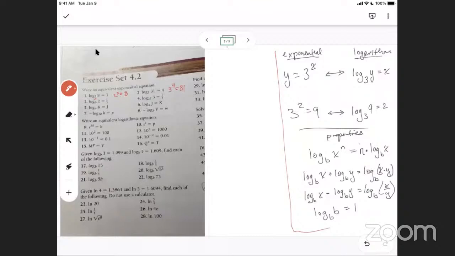8 to the 1/3 equals 2. How about number 4? 27 to the 1/3 equals 3. Yep. So for number 5, it would be a to the j equals k. You get how that works? And let's just do number 8. What would number 8 be?